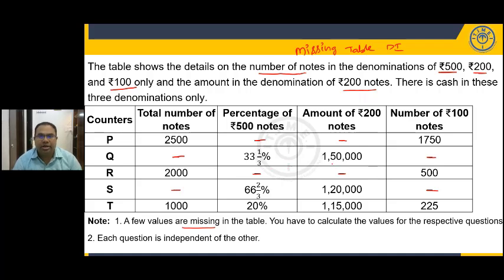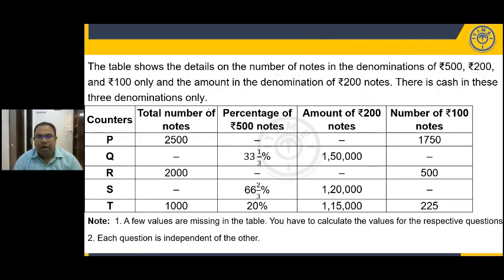Depending on the question, the data given in the question, we need to find out whatever data is missing or required for the question. So each question is independent of the other. What's the meaning of this? Each question is independent of the other. Maybe in one of the questions, we got the value for total number of Q notes, for example. You cannot use it for the second question. Again, for the second question, depending on the data, we need to find out.